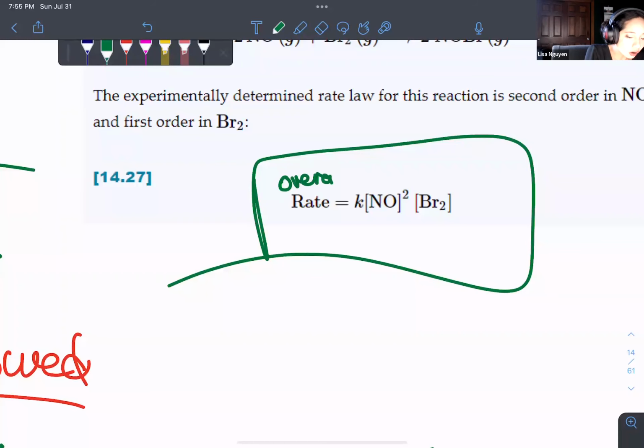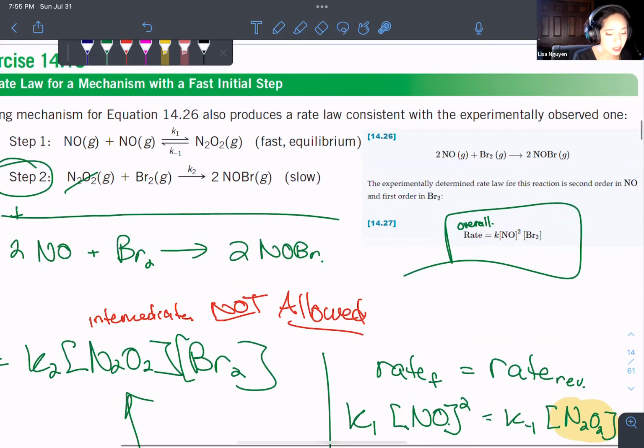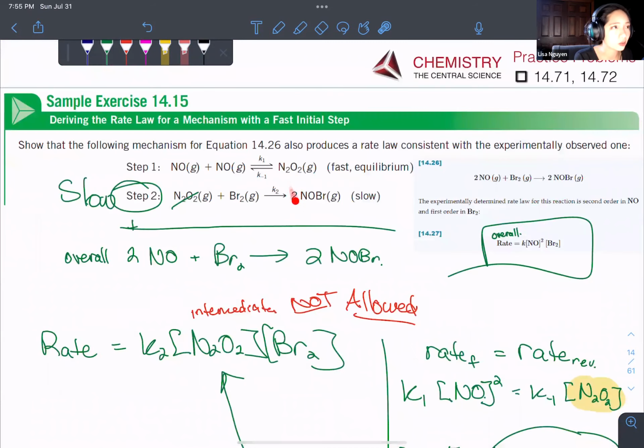Remember, this is overall. That would mean that this person conducted this reaction with different initial concentrations. They tracked the initial rate of product being produced, and by varying initial concentrations, were able to get the overall rate law. And so what we see is that rate law is consistent with the steps of this proposed mechanism. Okay, so there we go.